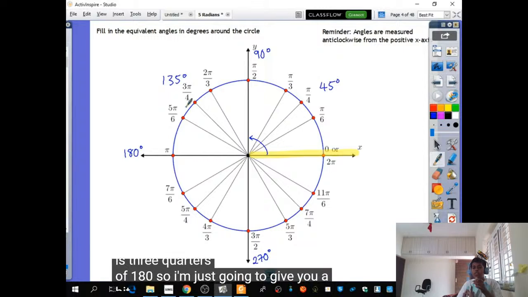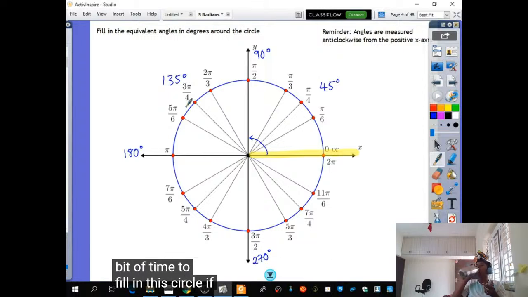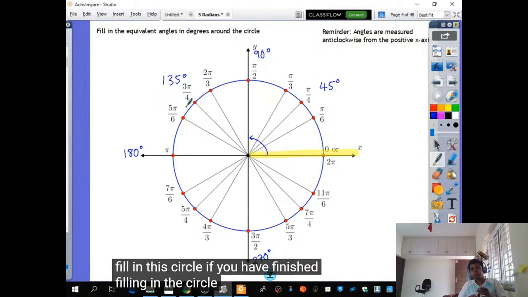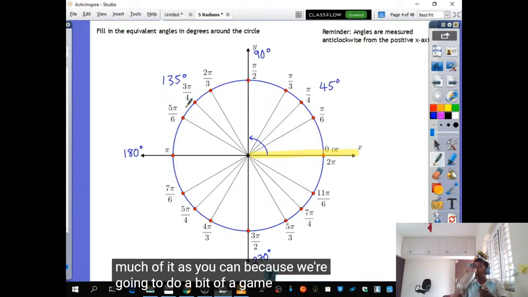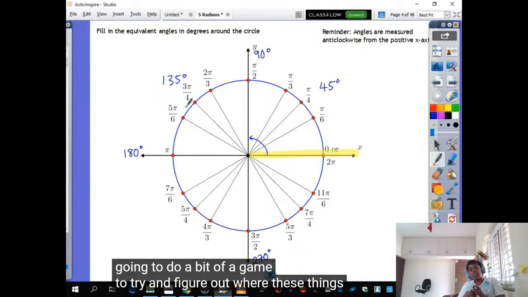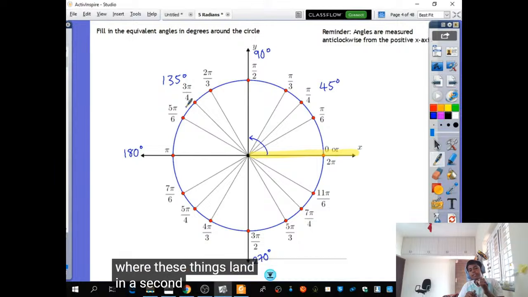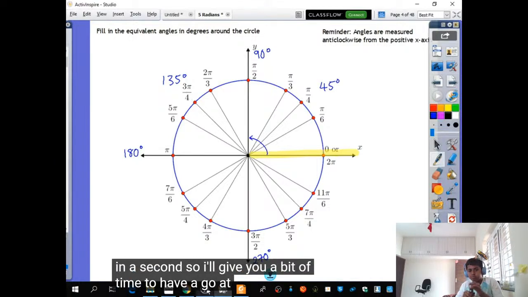So I'm just going to give you a bit of time to fill in this circle. If you have finished filling in the circle, I want you to try and remember as much of it as you can, because we're going to do a bit of a game to try and figure out where these things land in a second. So I'll give you a bit of time to have a go at that.